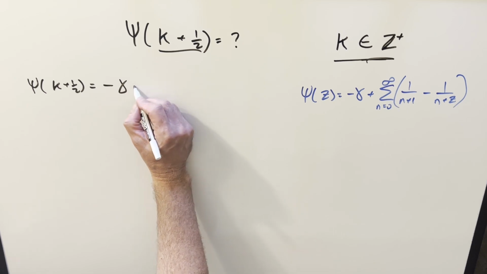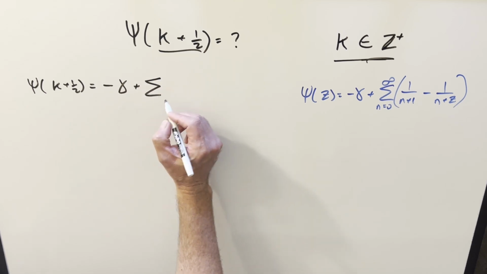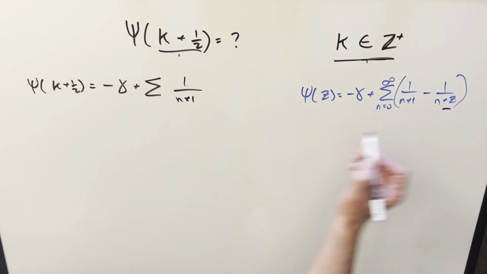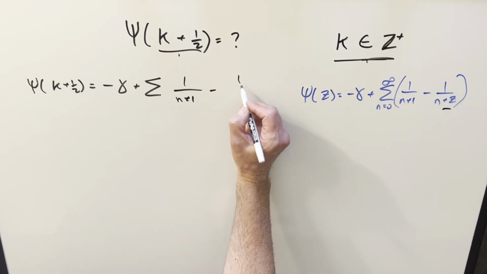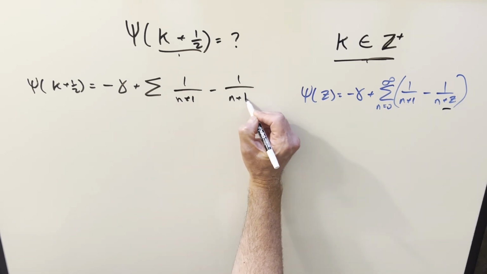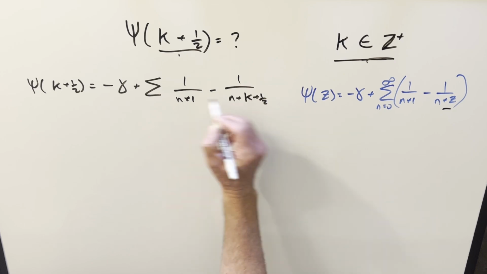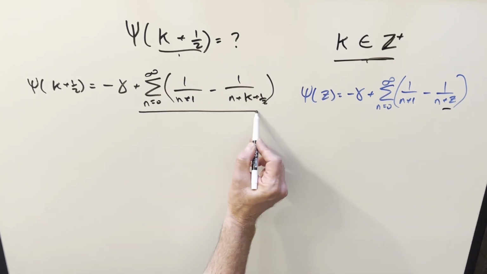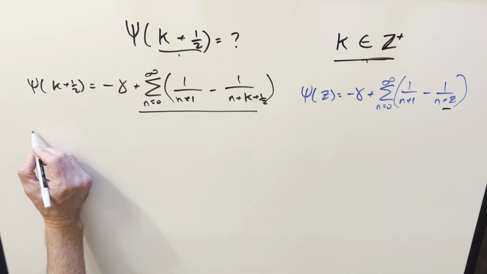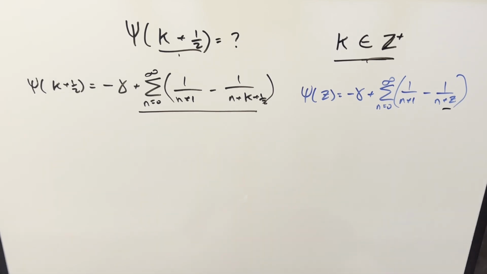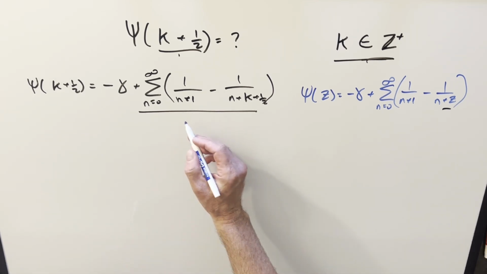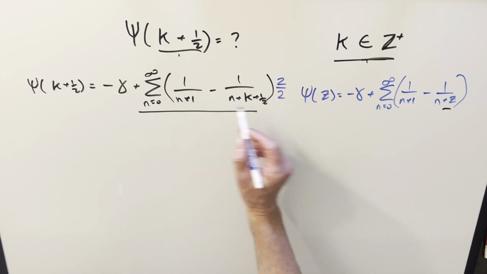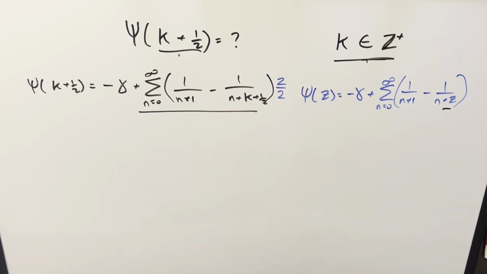We're going to have minus the Euler-Mascheroni constant, the sum of 1 over n plus 1, plugging that in for z, minus 1 over n plus k plus 1/2. And then let's just work on this sum right here and simplify this part. For my first step, I don't really like having the half there. Let's multiply everywhere by 2 over 2, so we're just multiplying by 1.